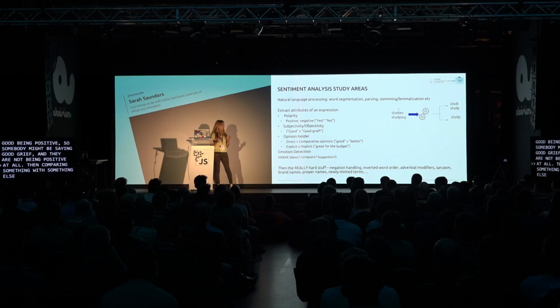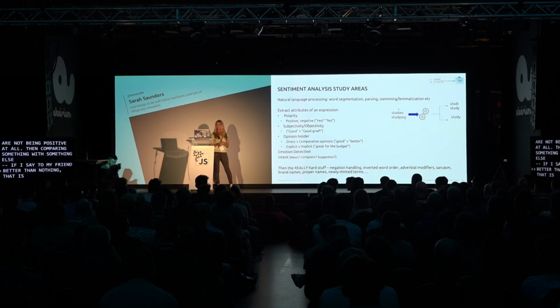And then you have to consider, are they comparing something with something else? You know, if I say my phone's better than nothing, that's not necessarily a very positive thing for me to say about my phone. And then, is there implicit information in the sentence? So, you know, if you say something is great for the budget, you're not necessarily saying that it's good value, but you're implicitly implying that it's quite cheap. Whereas if I say, "Oh, that's a cheap phone," then I'm being very explicit with the information.